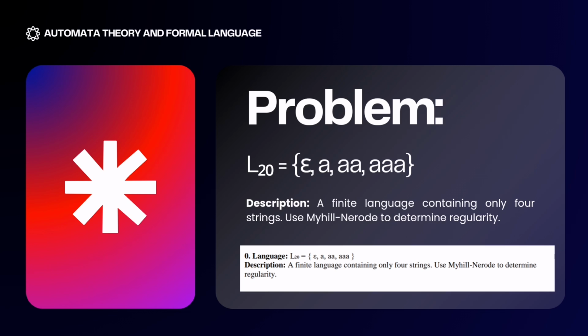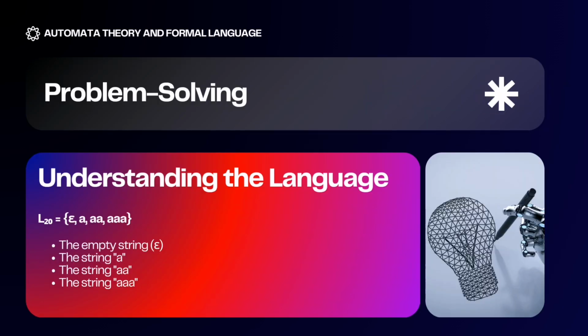So let's look at the problem. We have our language L20 equals epsilon, A, double A, and triple A. The description: a finite language containing only 4 strings. Use Myhill-Nerode theorem to determine the regularity. So let's try to solve the problem. First, let's understand the language. We have the empty string epsilon, the string A, the string double A, and the string triple A.